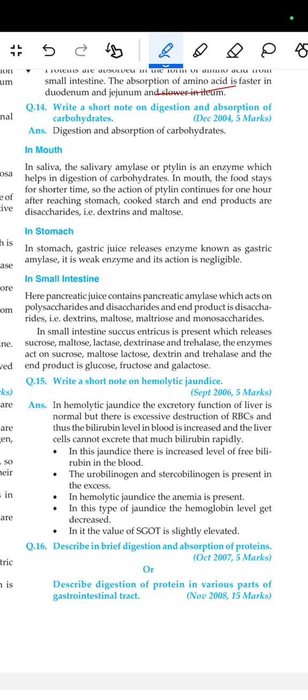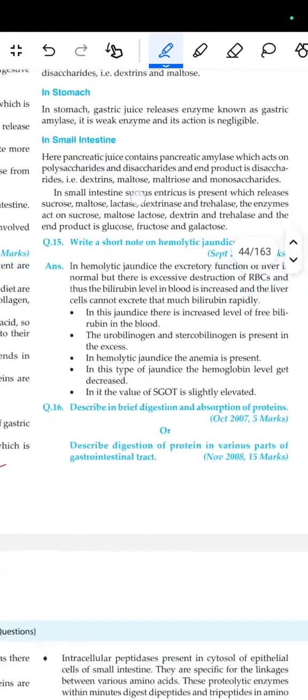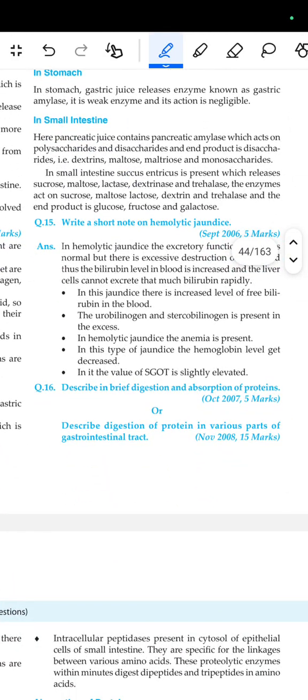In the stomach, gastric juice releases the enzyme known as gastric amylase. It is a weak enzyme and its action is negligible. In the small intestine, pancreatic juice contains the pancreatic amylase which acts on the polysaccharides and the end products are disaccharides, dextrins, maltose and monosaccharides.